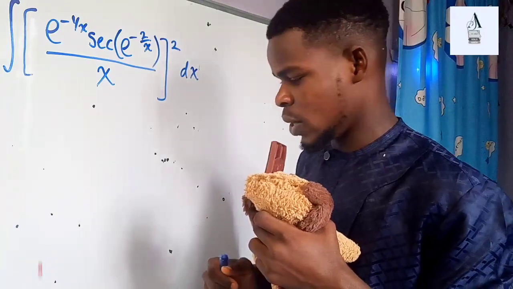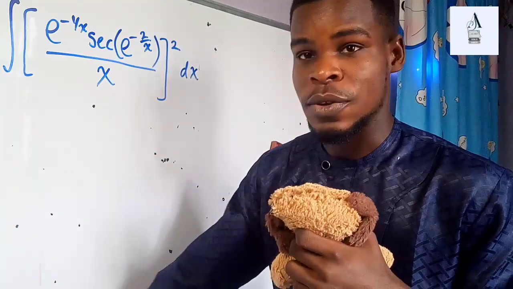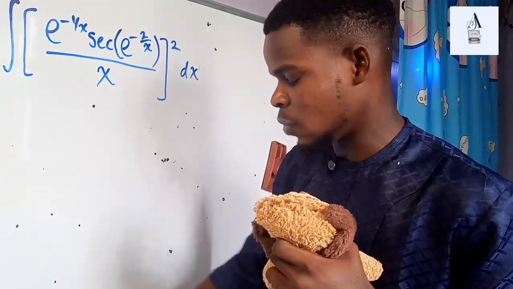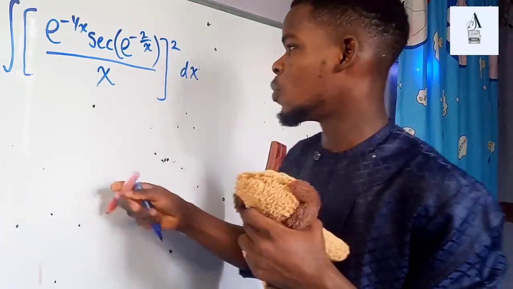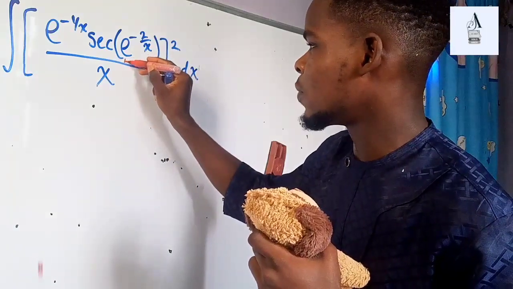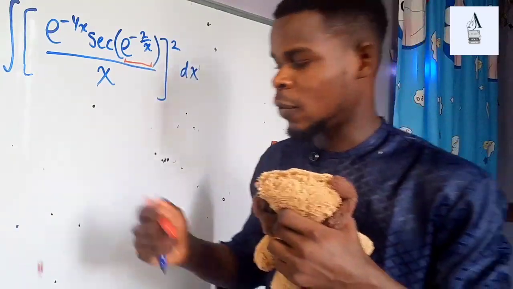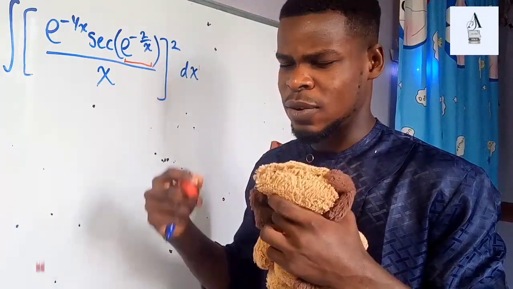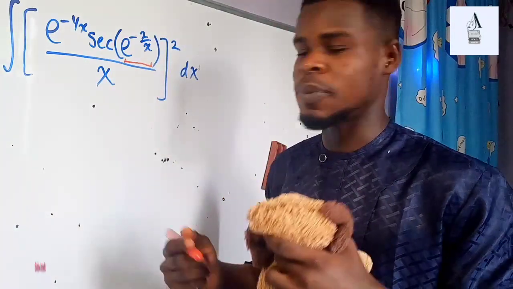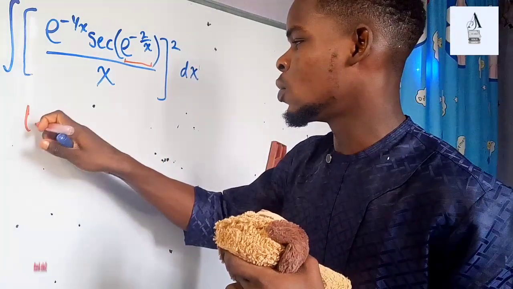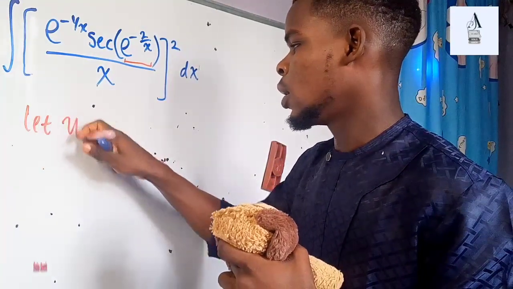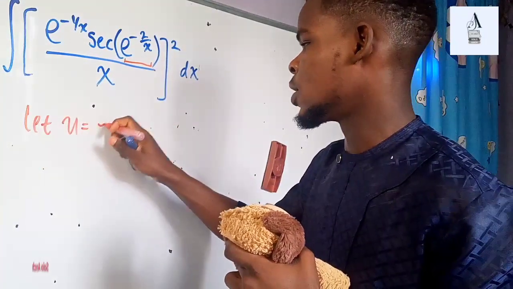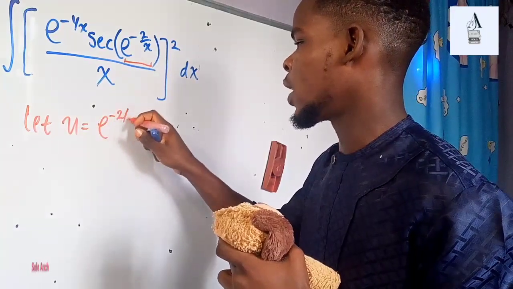I made it in such a way that I will start by doing a u-substitution. That's the technique we're going to be making use of here. We are going to be looking at the domain of the secant function. When you have a function like that, a trigonometric function, logarithmic function, or whatever, you always start by looking at their domain. Could the u-substitution be possible? So I'm going to say let u be the domain, which is just e to the power of negative 2 over x.